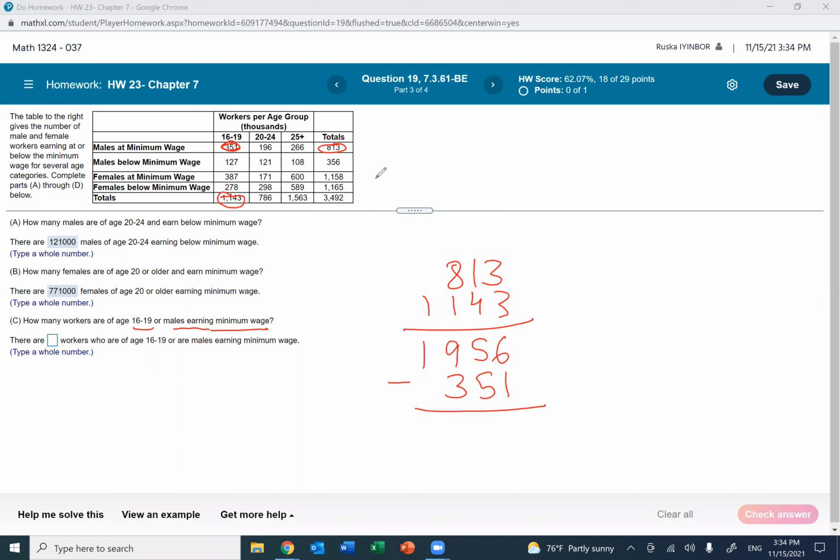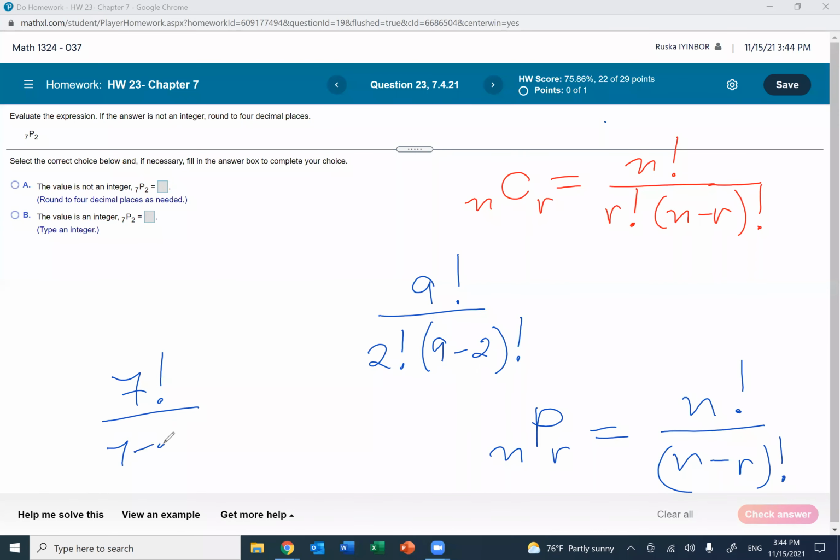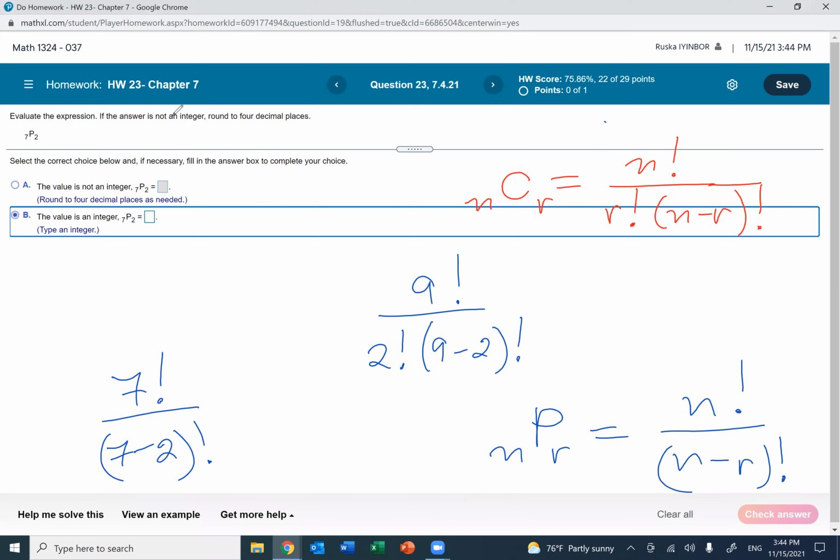So just going to plug in the numbers. You have permutation 7 and 2. So it's going to be 7 factorial over 7 minus 2 in parentheses factorial. That's what I need to put in my calculator. And of course, here I'm going to pick integer because you're always going to get an integer number. It's not a fraction, it's not a decimal, always going to be an integer.